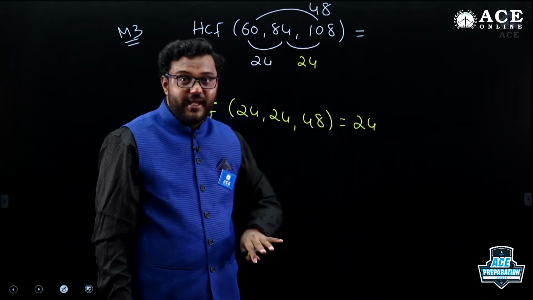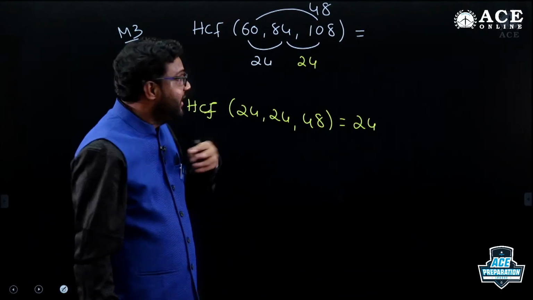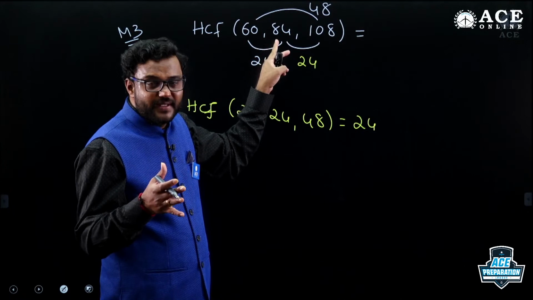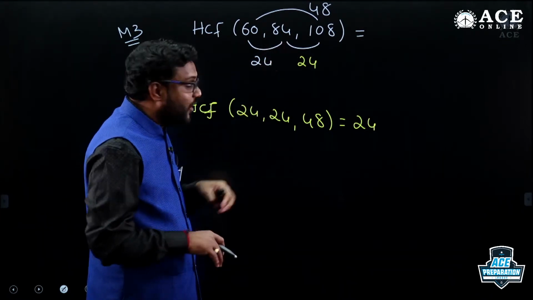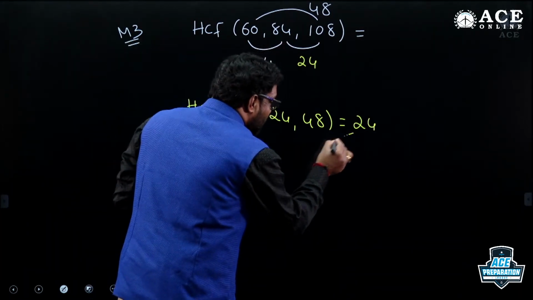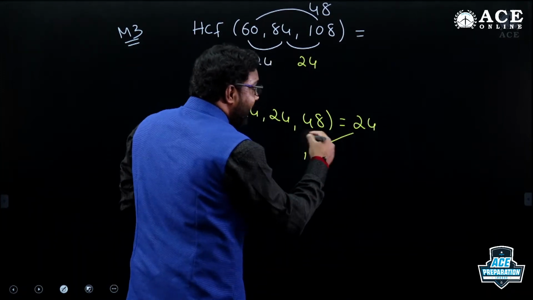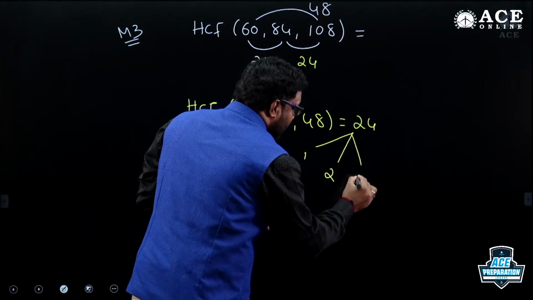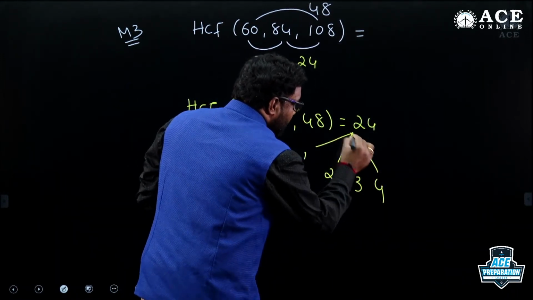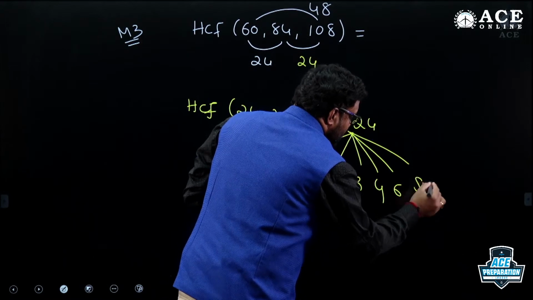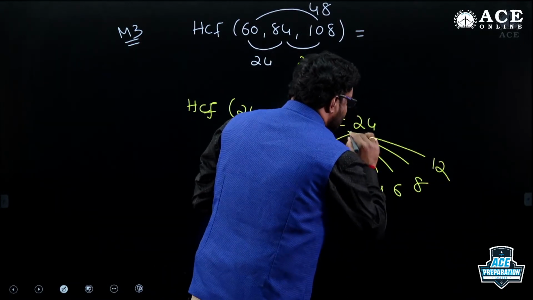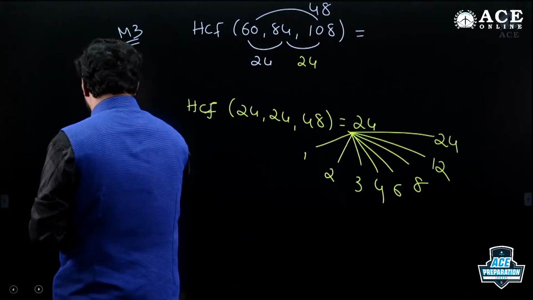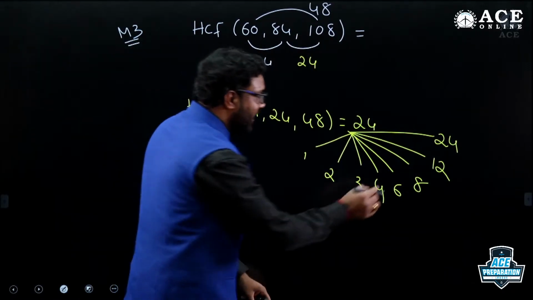But before concluding, I should check, is every number a multiple of 24? 60 is not a multiple of 24. Then what should we do? We should list out all the factors of 24 from highest to lowest. Okay, write down all the factors. For 24: 1, 2, 3, 4, 6, 8, 12 and 24. These are the factors of 24, right? These numbers are not divided by 24, so eliminated.